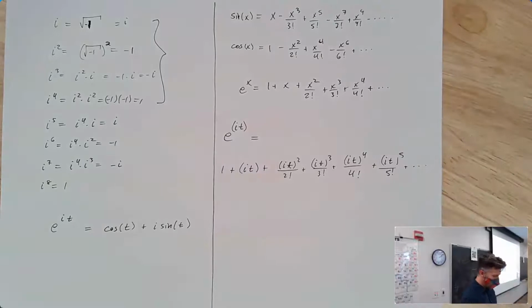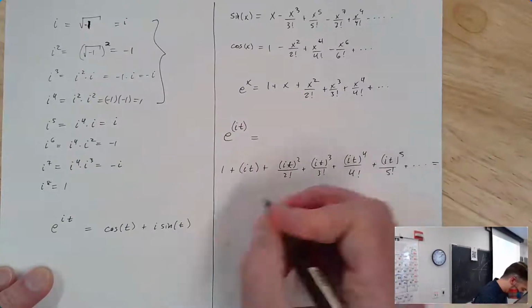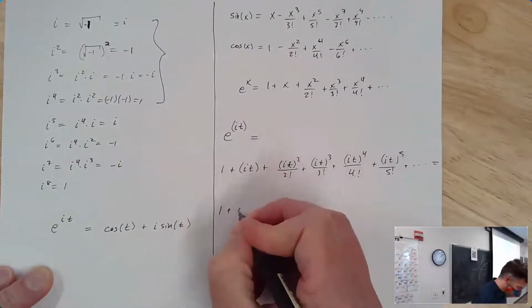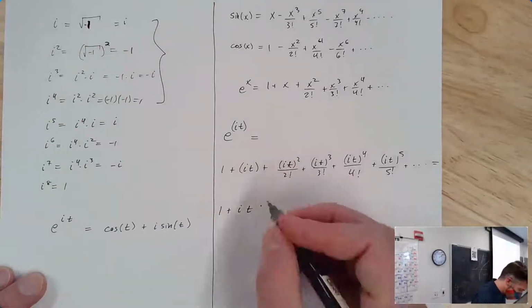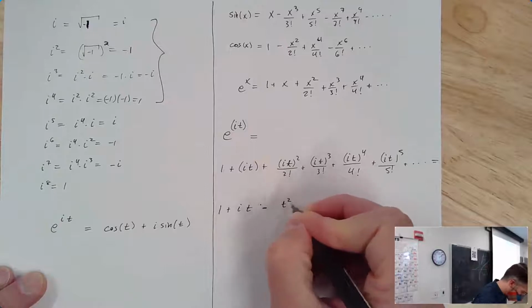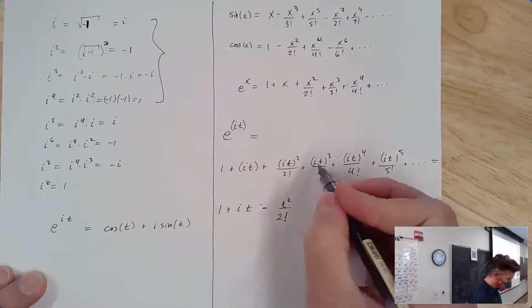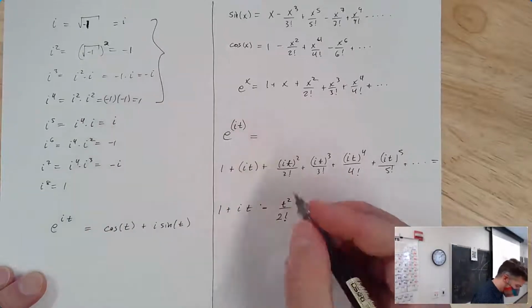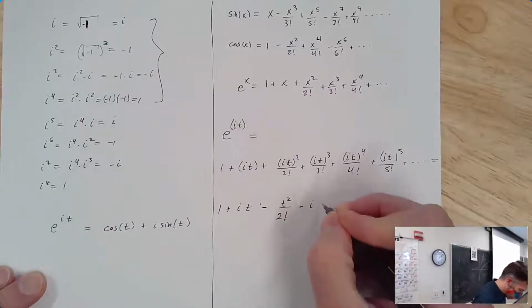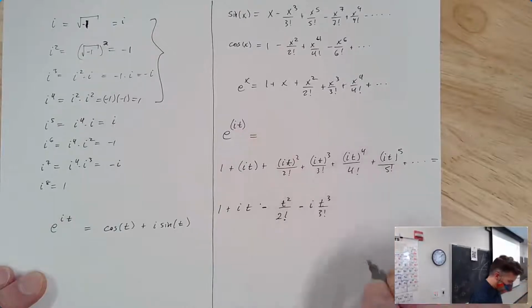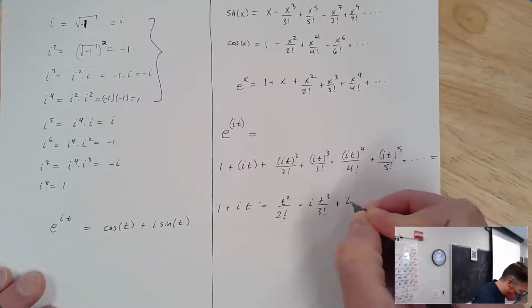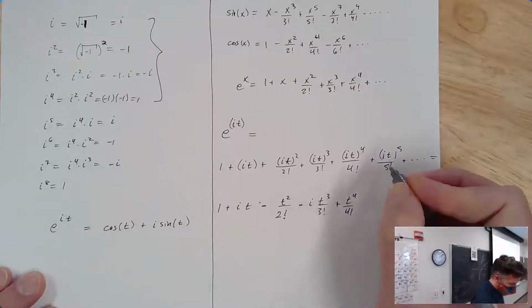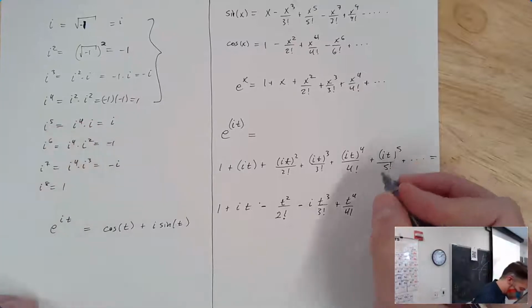Okay, but now I'm going to look at the powers of just I. So when I rewrite this, you get 1, you get I times t. I squared is -1, so I'm going to get minus t squared over 2 factorial. And I cubed is negative I, so minus I times t cubed over 3 factorial. And I to the fourth is just 1, so I'm just going to get plus t to the fourth over 4 factorial. And I to the fifth is just I.